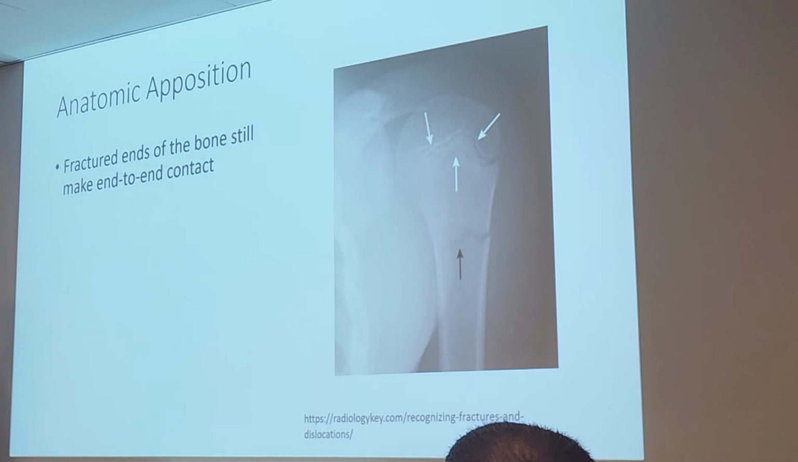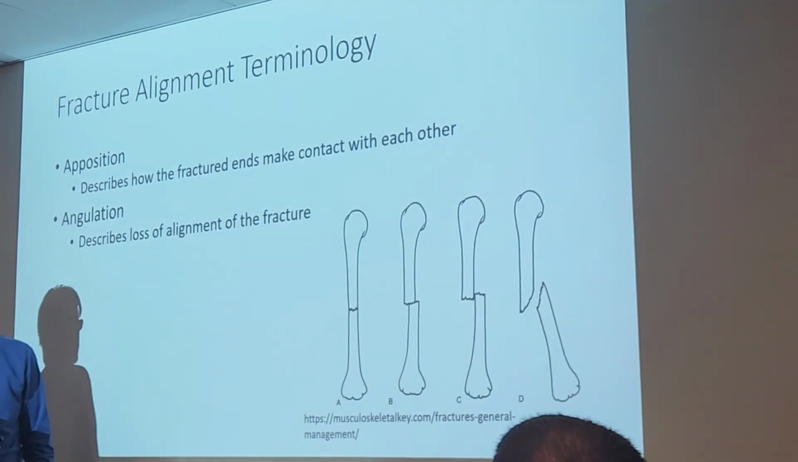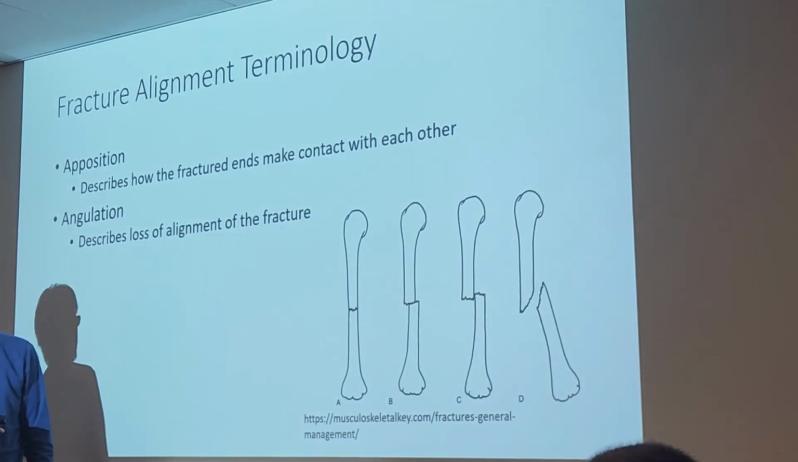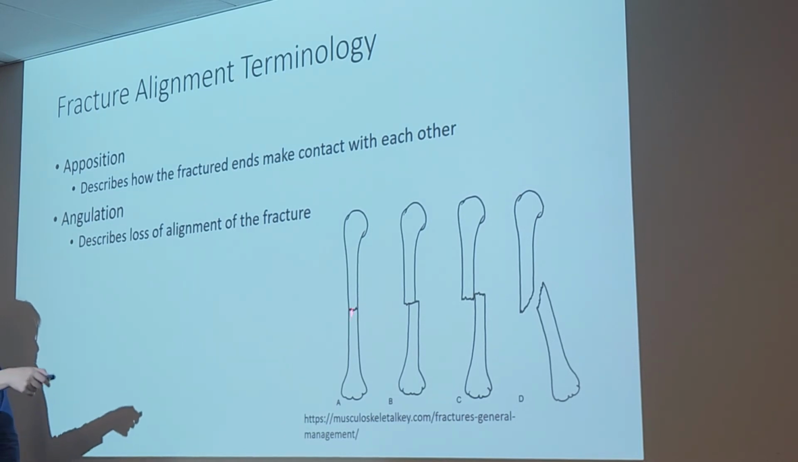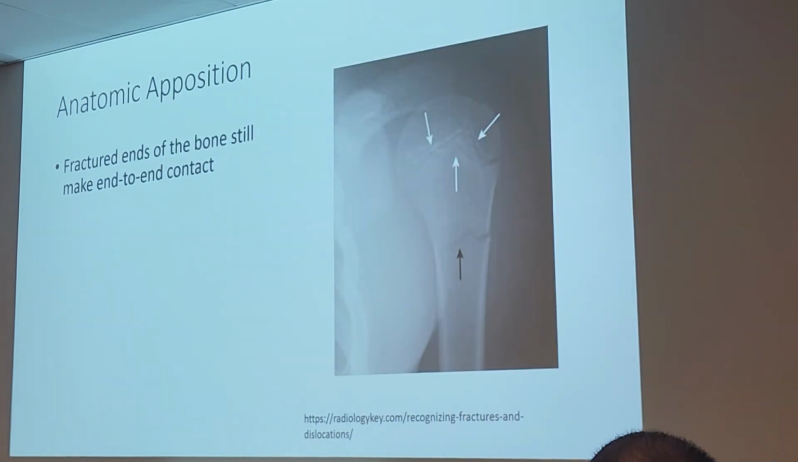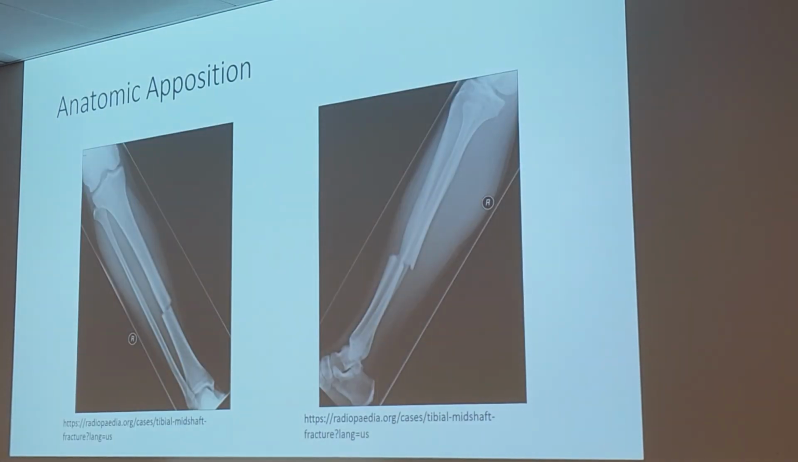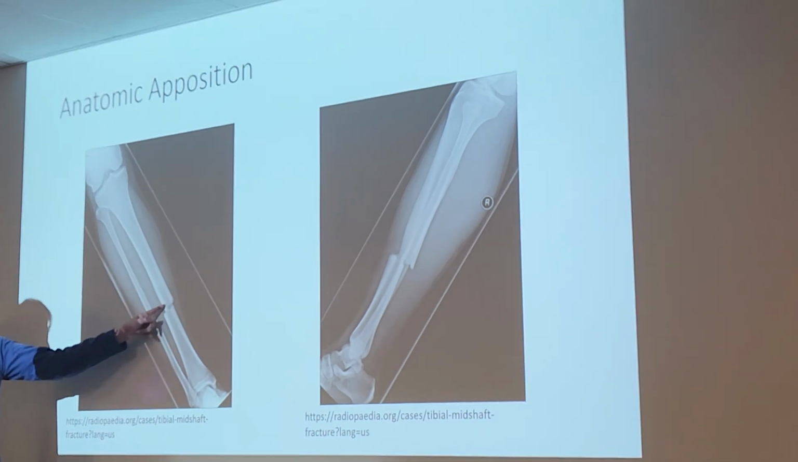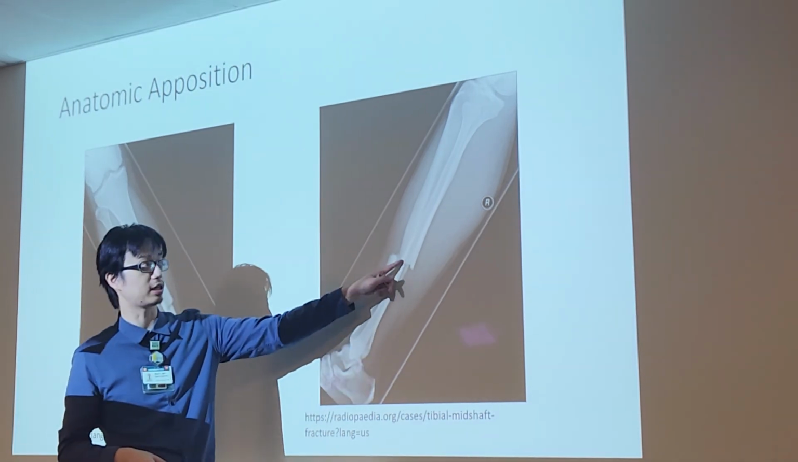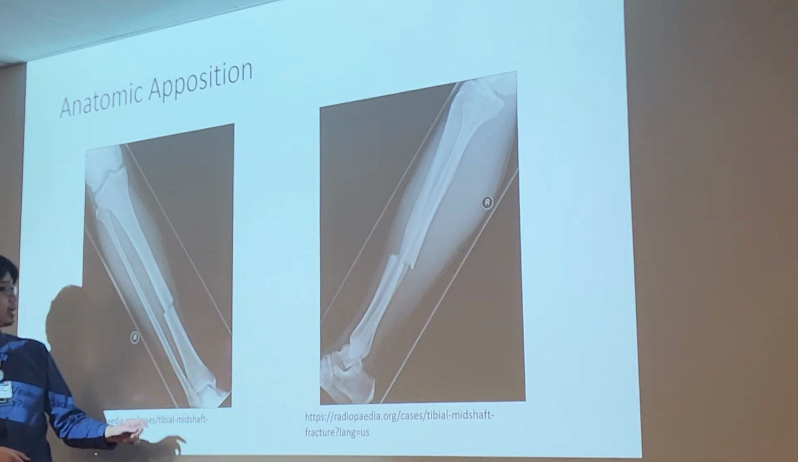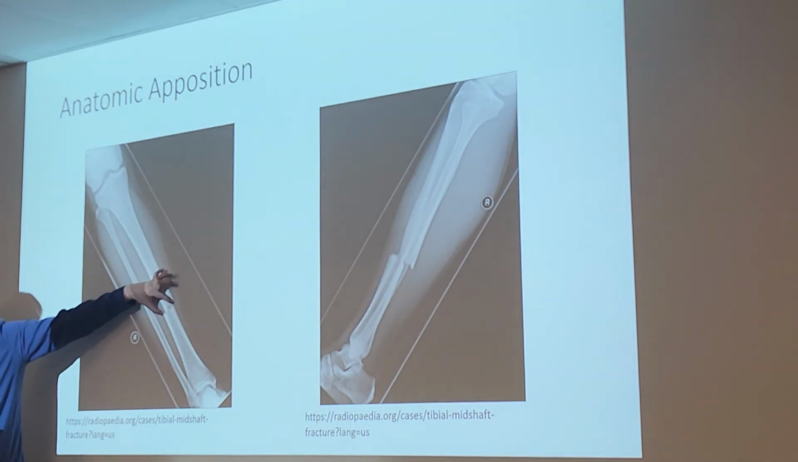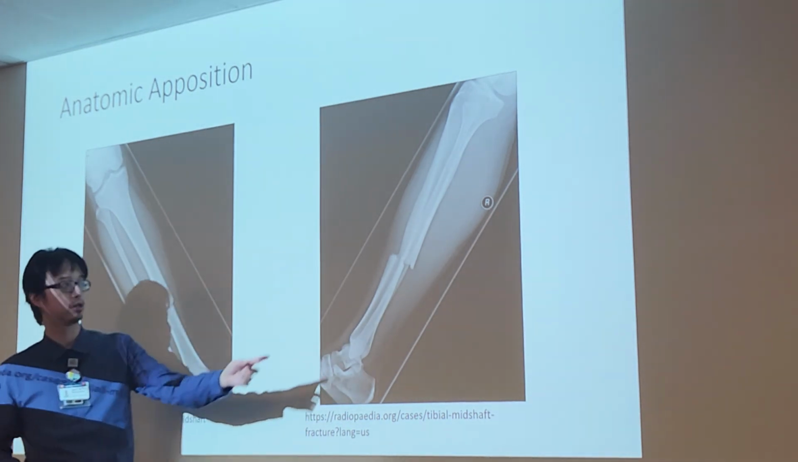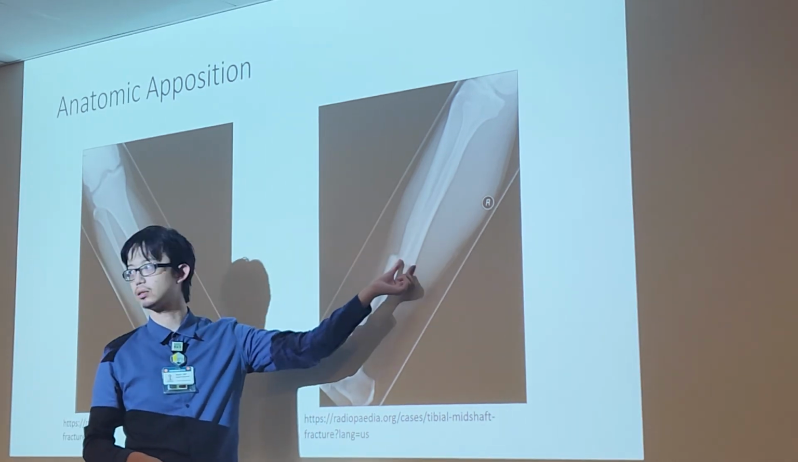Is that the same definition as the last slide? So these are types of apposition. This A here is your anatomic apposition. Over here, now we have some shifting of our apposition. Here it's no longer perfectly in alignment, it's slightly off.